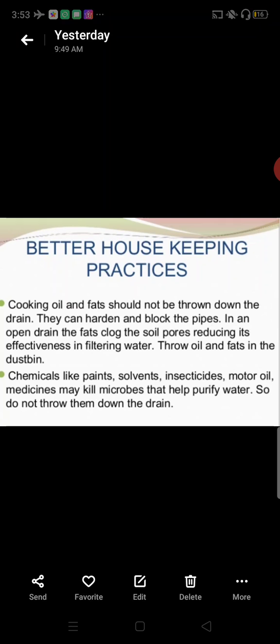Chemicals like paint, solvents, insecticides, motor oil, medicines may kill microbes that help purify water. So do not throw them down the drains. So many chemicals like paint, solvents, insecticides, etc. should not be thrown directly into the drains because they kill the microbes which are useful for decomposing the waste.